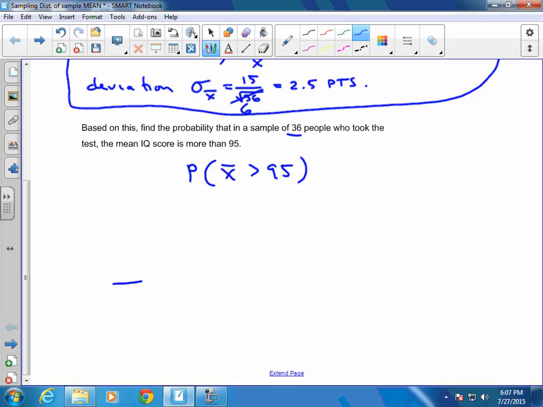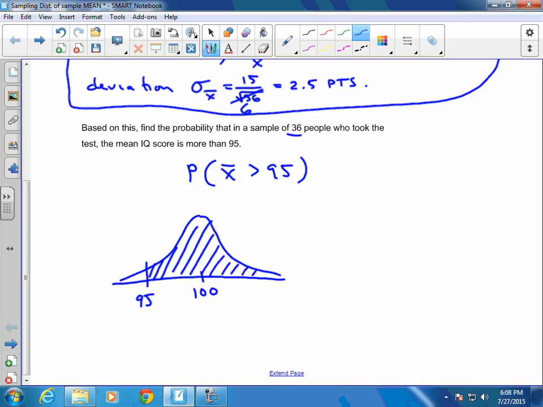So applying the process, we're going to sketch a normal curve, label the mean, which was 100. All right, we got 95. And we wanted the probability that a sample mean is more than 95.